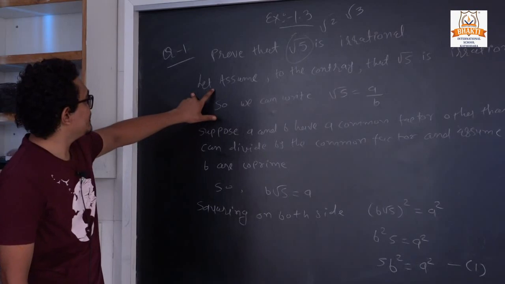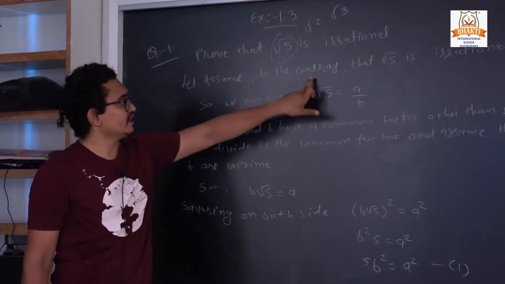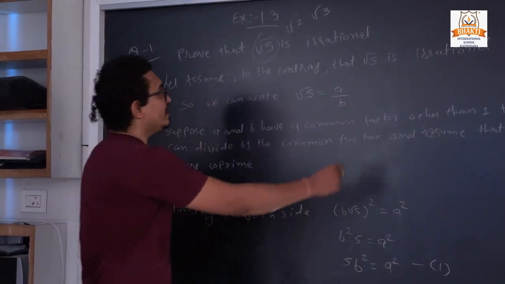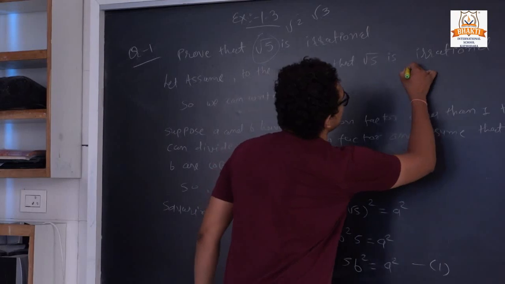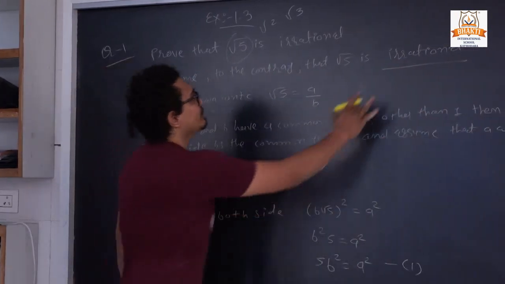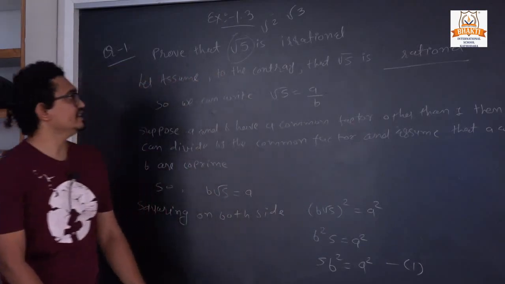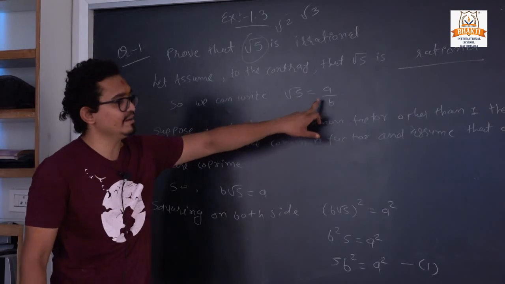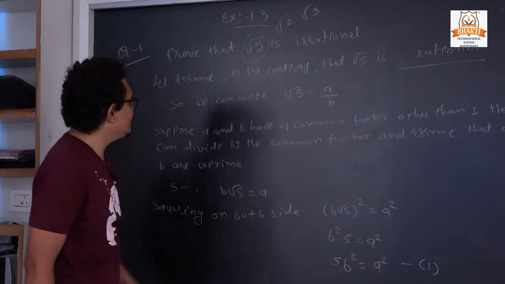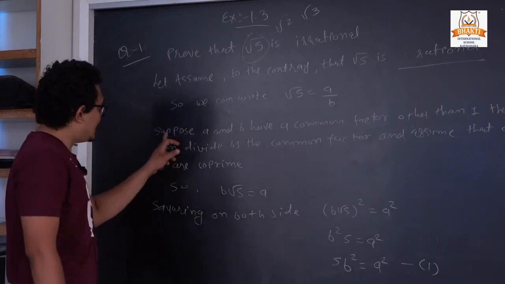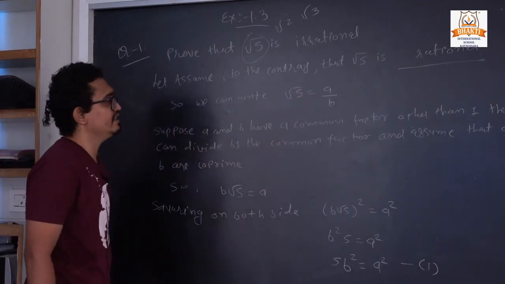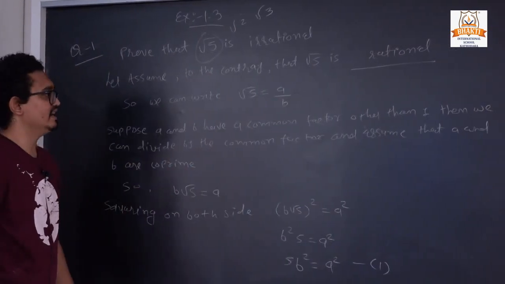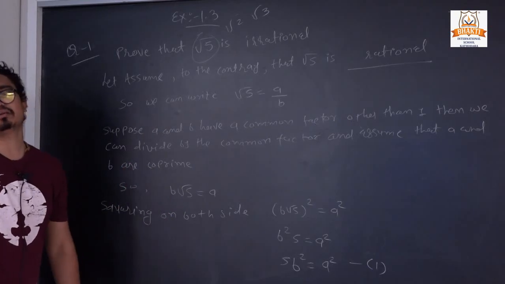So step 1: let us assume the contrary, that root 5 is a rational number. First of all, we start with a false assumption. So it will be a rational number. If it is a rational number, we can write it in P by Q or A upon B form. Clear? So if it is in A upon B form, let us assume that A and B have a common factor other than 1, and then we can divide by the common factor and assume that A and B are co-prime numbers.